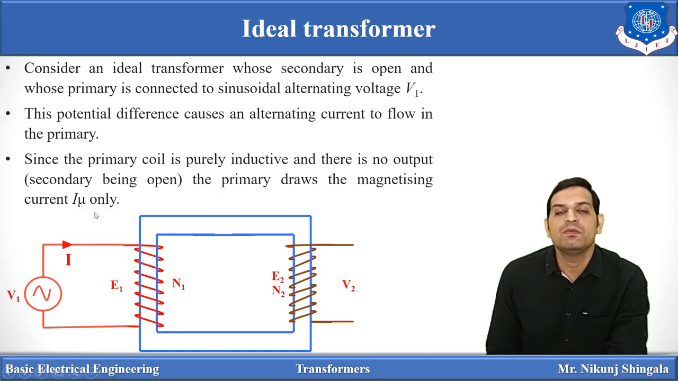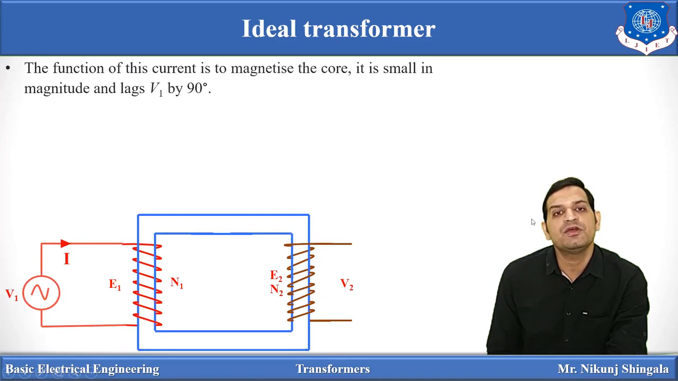Primary current will draw only one component, that is the magnetization current. So in an ideal transformer, only one current will be flowing in the primary winding, that is denoted by I mu, the magnetization current. The function of this magnetization current is to magnetize the core, to establish the flux. Now it is small in magnitude, and as the coil is purely inductive, the primary magnetization current will lag behind the input voltage by 90 degrees, because for a purely inductive circuit, the current lags behind the voltage by 90 degrees.